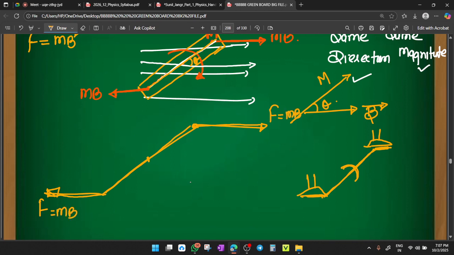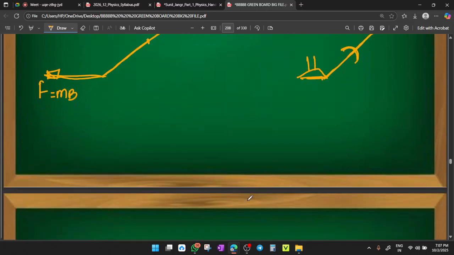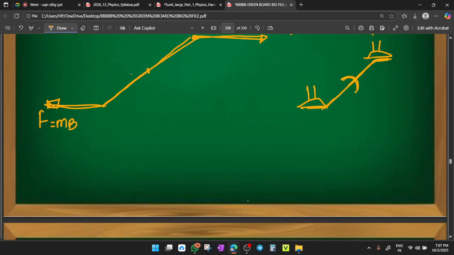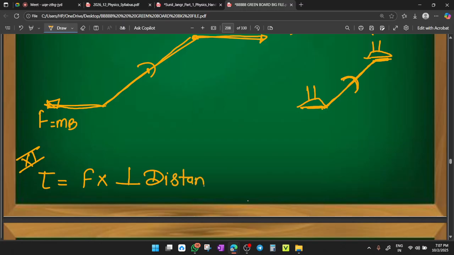Now the formula for the amount of torque generated: torque is equal to force multiplied by the perpendicular distance between the two forces. This is the formula from class 11. You must remember this formula: perpendicular distance between the two forces.